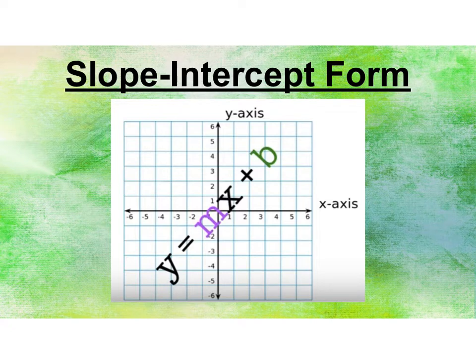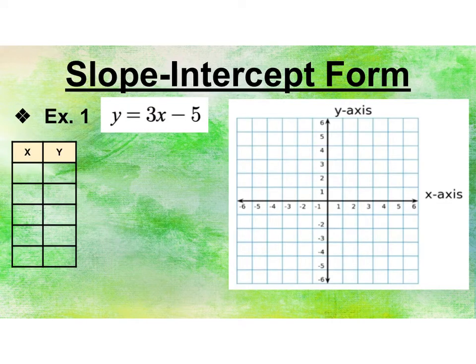So remember what slope-intercept form is. y equals mx plus b. In our first example, we have y equals 3x minus 5. I'm going to start by filling out a table of values, and when we do that, we usually pick numbers around 0: -2, -1, 0, 1, and 2.